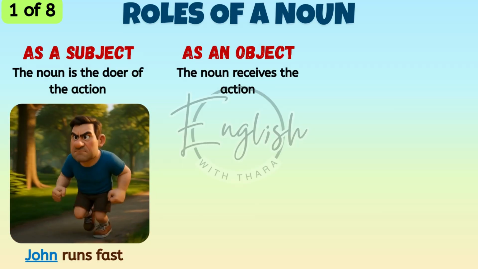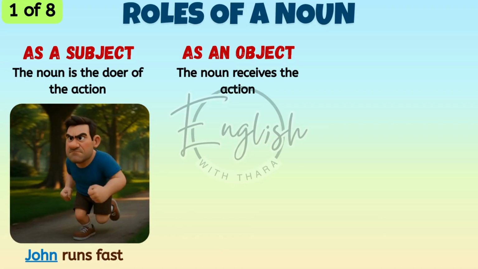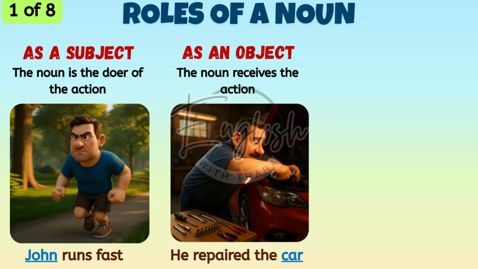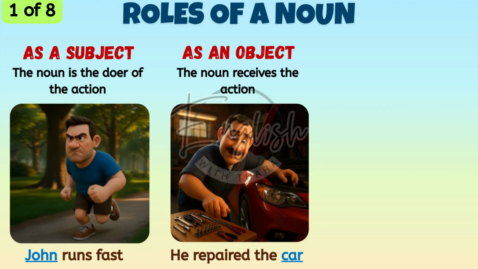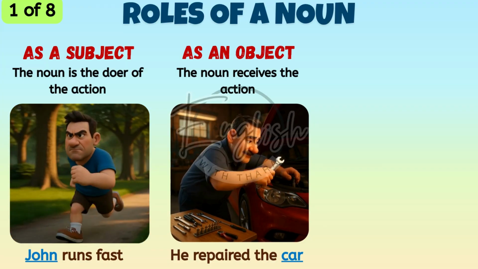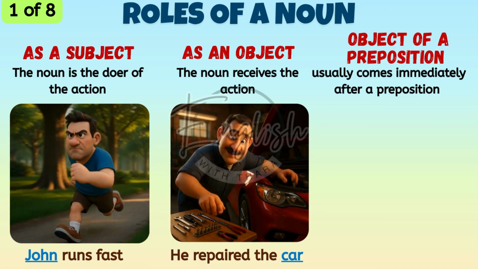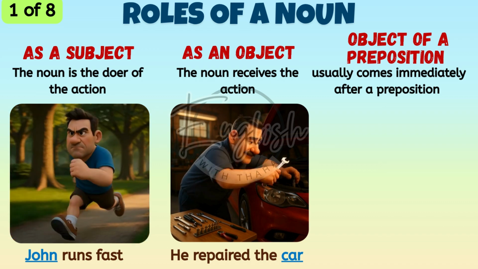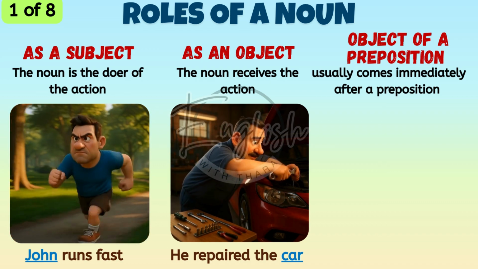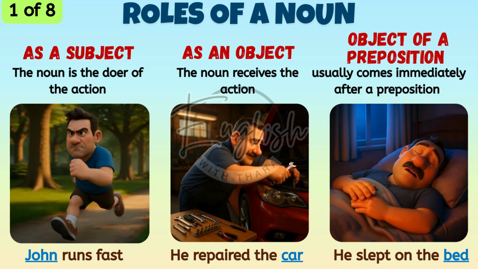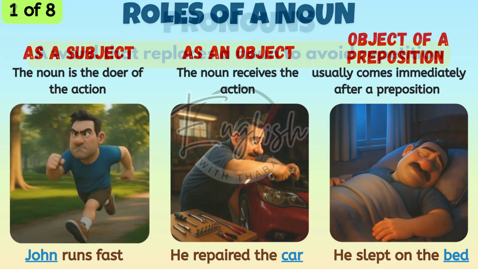Other times, a noun is an object, which means it receives the action. For instance, in he repaired the car, the noun car is the object because it's receiving the action of being repaired. A noun can also be the object of a preposition, usually coming right after a preposition. In he slept on the bed, the noun bed is the object of the preposition on.